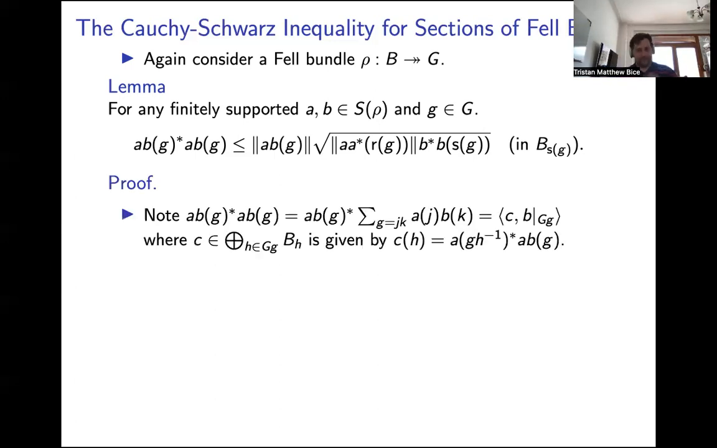Proof. Okay, well, first write out what it means to be this expression here. What does AB, G star AB mean? Well, let's write out the convolution of ABG, but only for one of them. So let's only do it for the right-hand side, let's say.